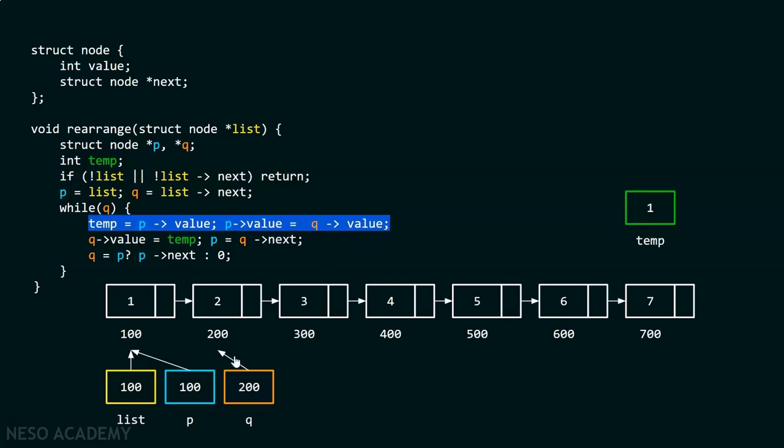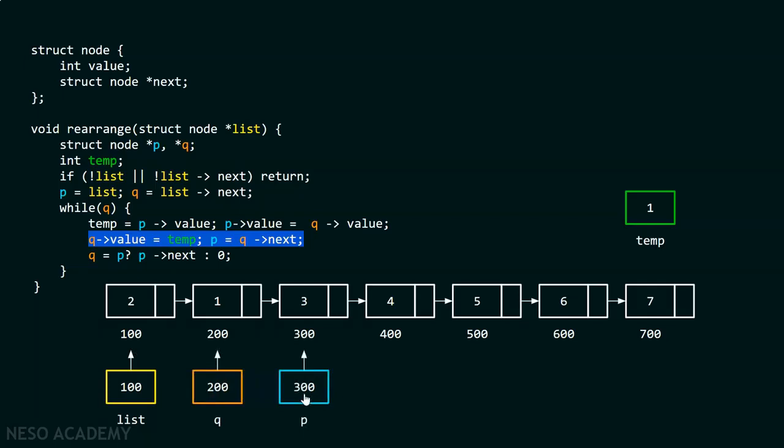We are storing q value inside p value. That means we are storing 2 over here. After this step, we will evaluate this step. Q value equal to temp, which means 1 will get stored over here. And p equal to q next means here we will store this particular address 300 because q next is 300. So this 100 will get replaced by 300.